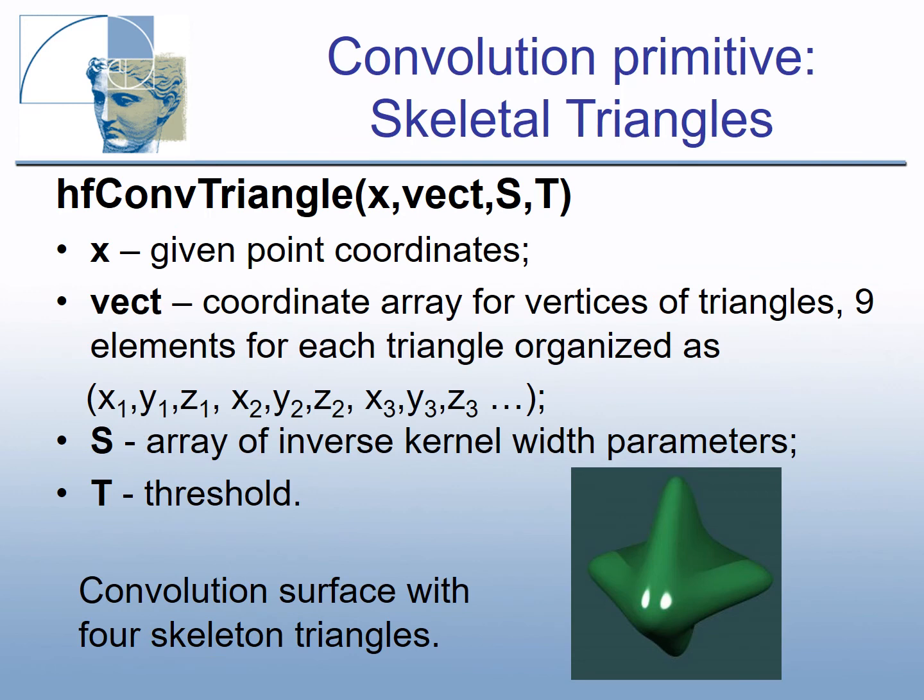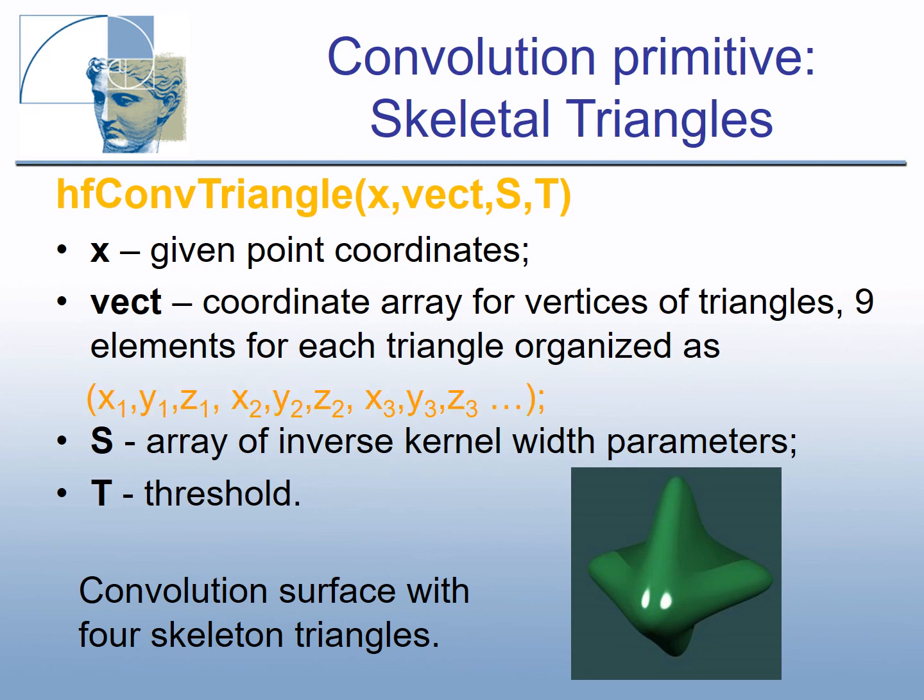Next convolution primitive is skeletal triangle. Name of primitive HFConvTriangle. X are given point coordinates. Vect is coordinate array for vertices of triangle. 9 elements for each triangle organized as follows. S is array of inverse kernel width parameters. T is threshold. Example of convolution surface with 4 skeletal triangles is shown on this slide.